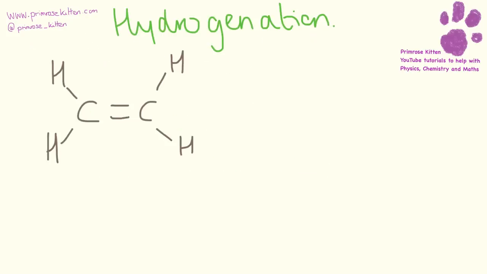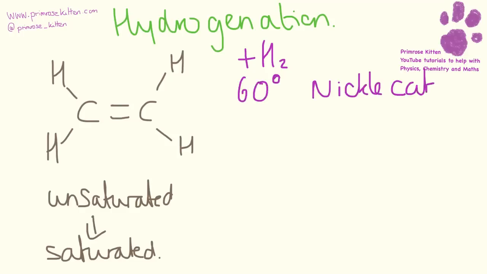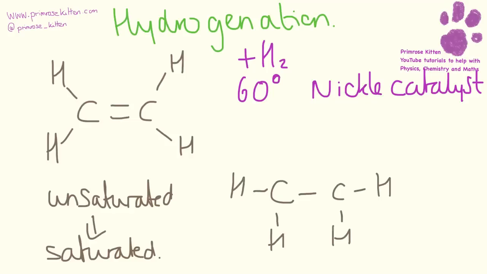If we want to harden an oil, if we want to go from something that is unsaturated, so it has double bonds, to something that is saturated, so it only has single bonds, what we need to do is to add in hydrogen gas. It needs to be done at 60 degrees and you need a nickel catalyst. And what will happen is this double bond here will break, and we will get our original parts of ethene, and then the hydrogen will just pop in there, hardening or hydrogenating the double bond.